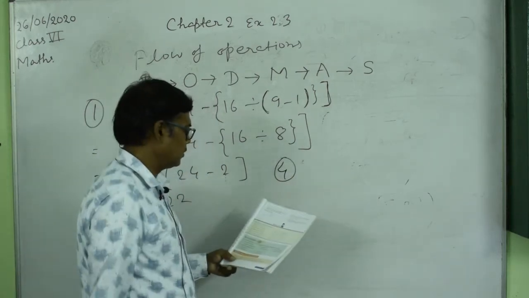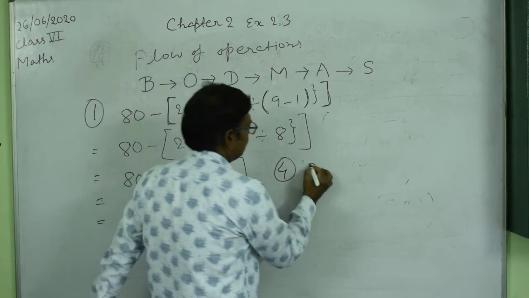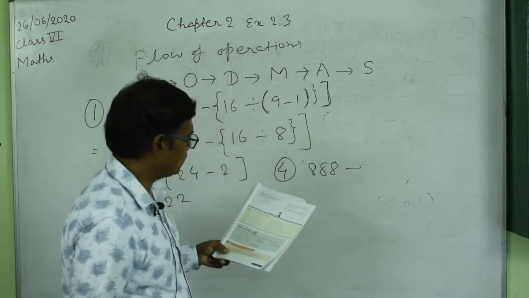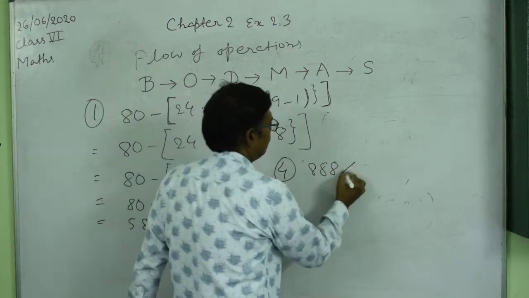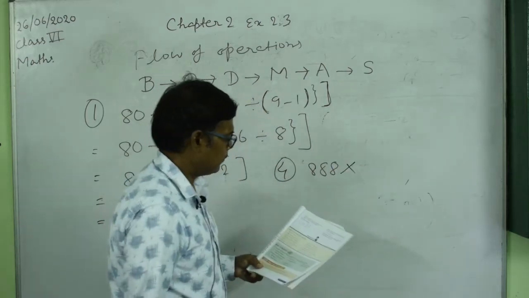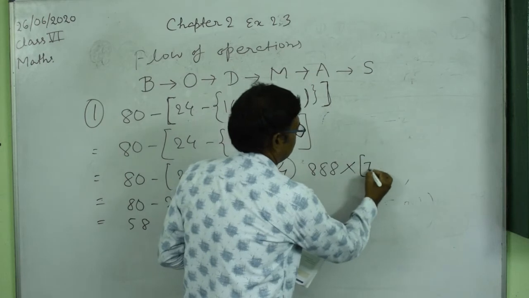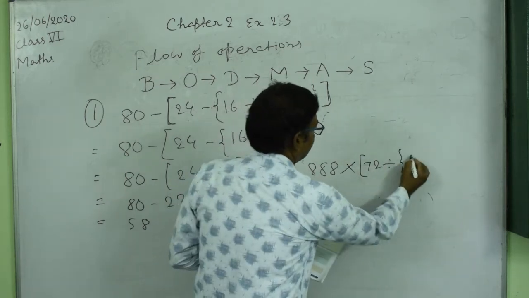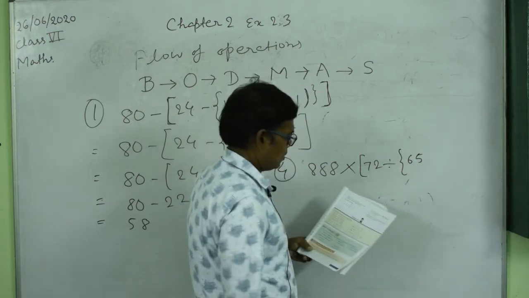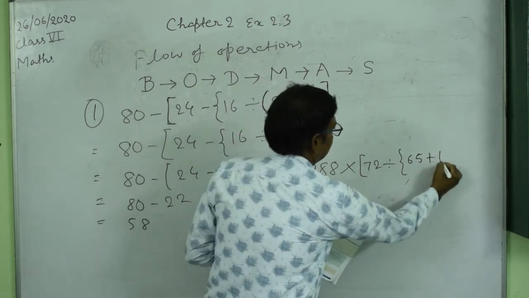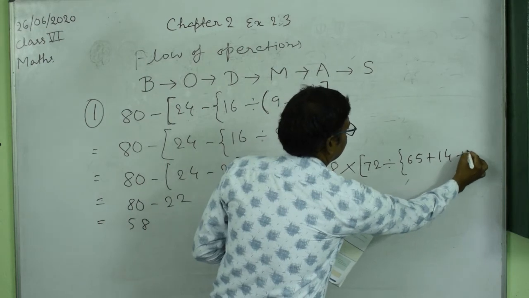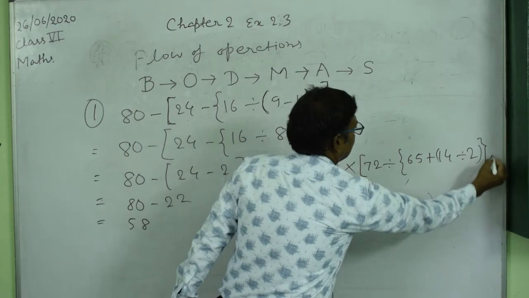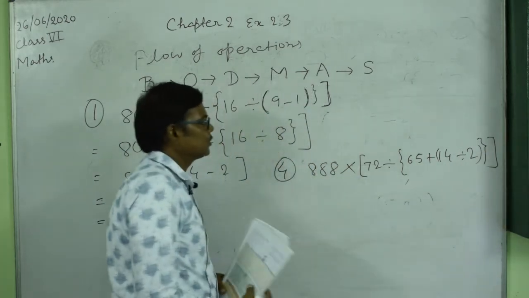Question number 4 is here: 888 multiplied by 72, then divided by 65, and plus 14 divided by 2, and then curly bracket, and then square bracket. Okay, so this is the question here.